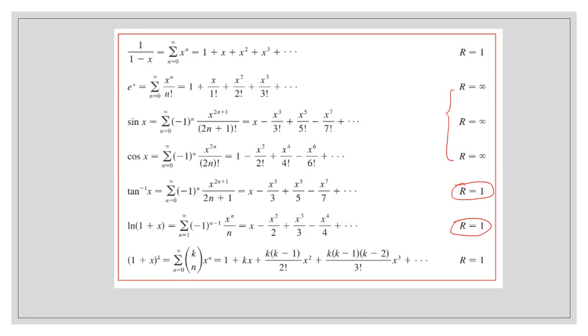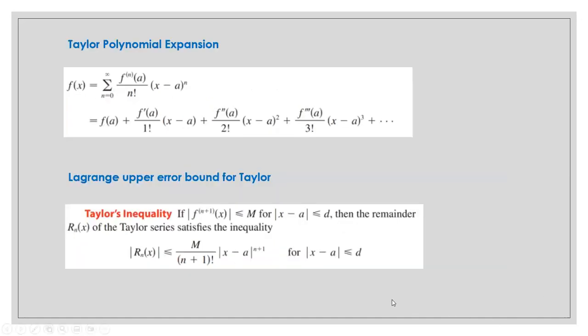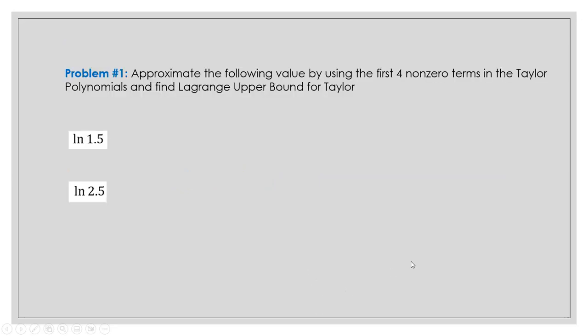What does that mean? What is that going to play in our approximation, and how is that going to affect my error bounds here? This is a similar refresher about how to do the Taylor polynomial expansion, and what the Lagrange upper error bound for the Taylor is, or as some books say, the Taylor inequality.